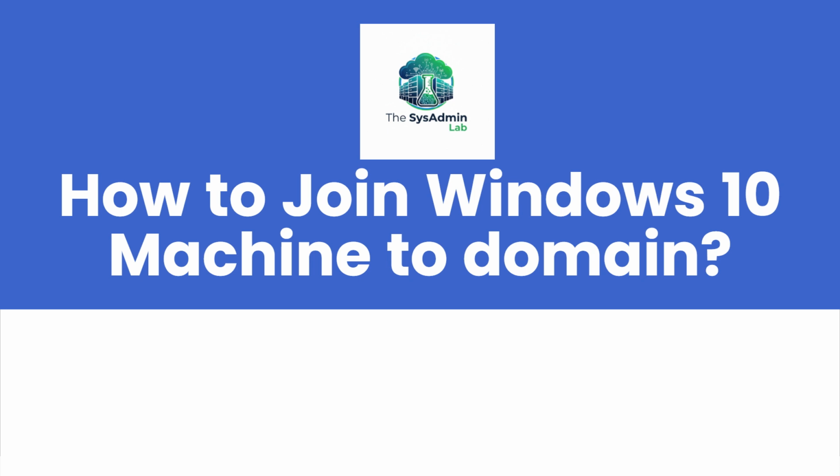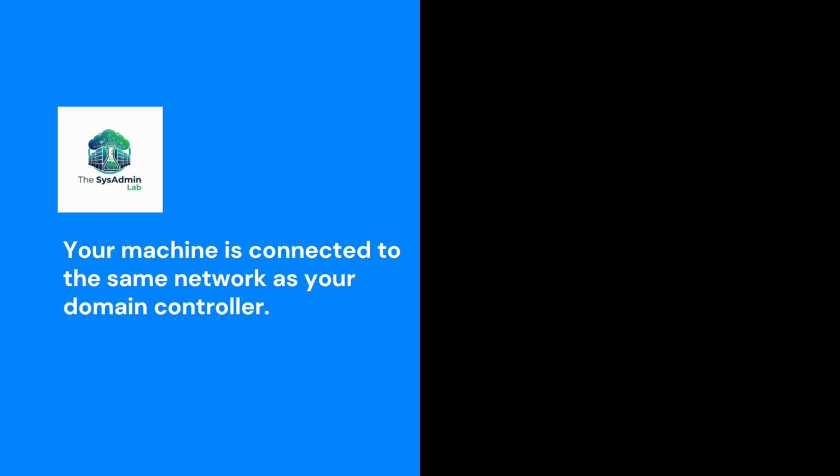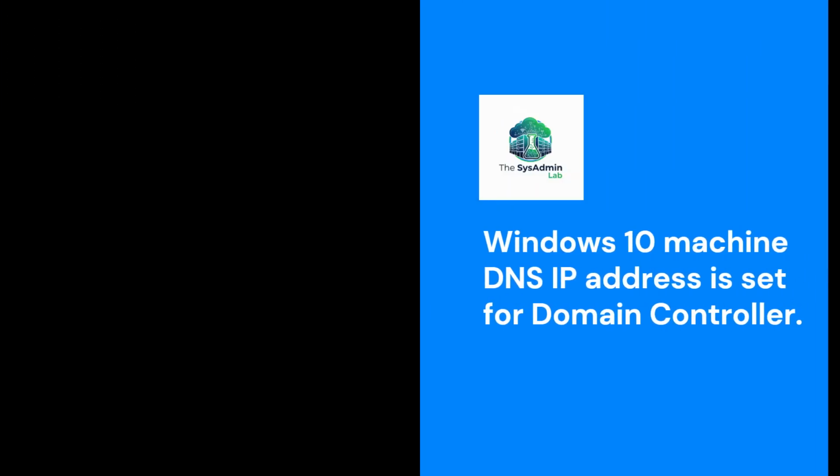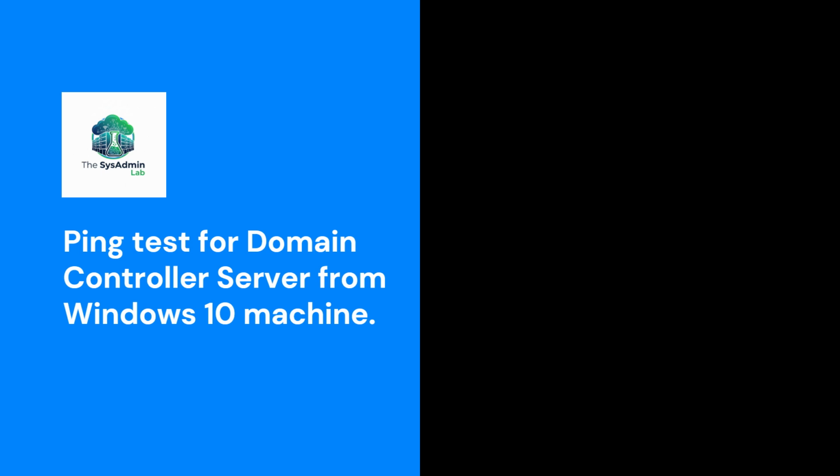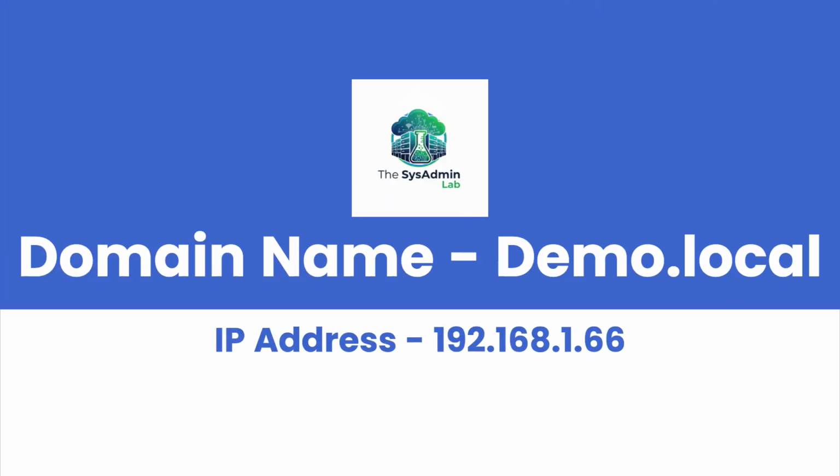Before you begin, make sure you have done all these changes to your Windows 10 machine before joining to domain. First, make sure your Windows 10 machine is connected to the same network as your domain controller. Second is we should have already configured the domain controller's IP address as DNS server on this client machine. This allows the client machine to communicate with the domain controller. You can also verify the connection by running a ping test to make sure the domain controller is reachable and resolving correctly. And third, you have the domain name.